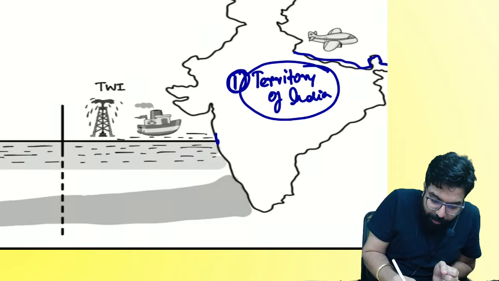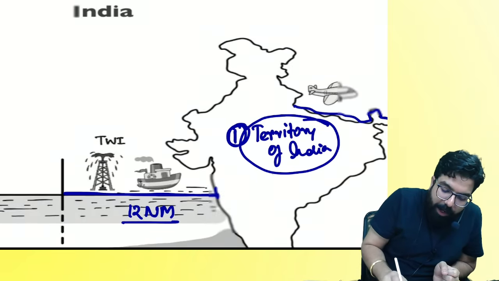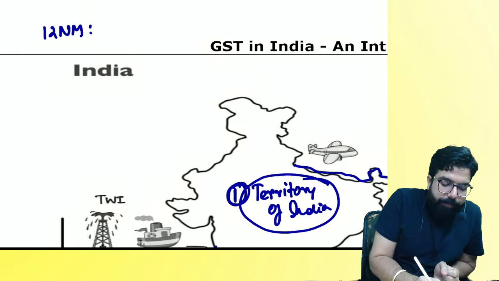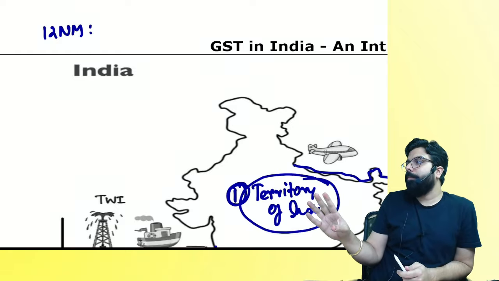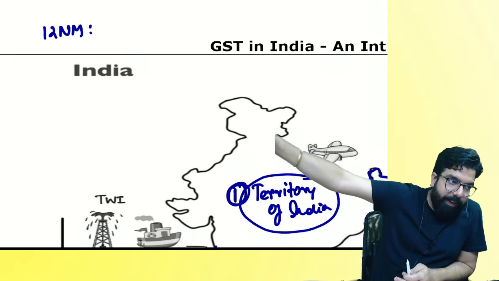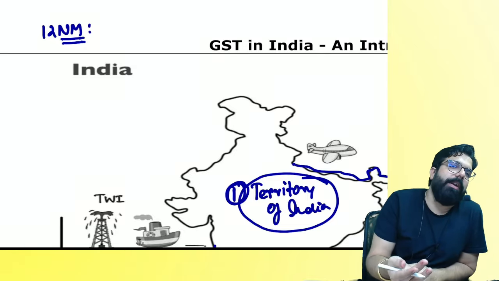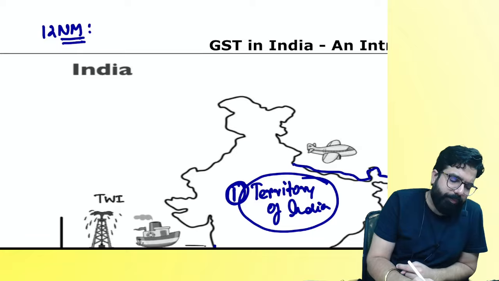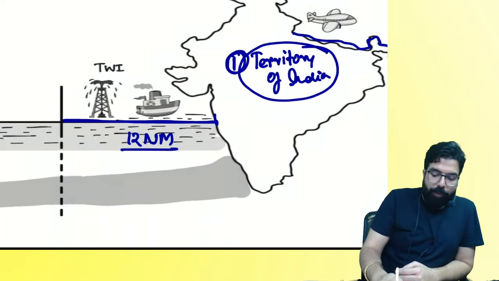Now, this territory's border. If you go 12 nautical miles, how many nautical miles, everyone? 12 nautical miles. Sir, how much is 12 nautical miles? See, can I say your weight is 80 kilometers? No. Like that in water, when we see the distance, we don't say kilometer. We say nautical mile, and 12 nautical miles in kilometers is approximately 22. Actually, one nautical mile is 1.853 kilometers. It means approximately 22 kilometers. Are we clear?